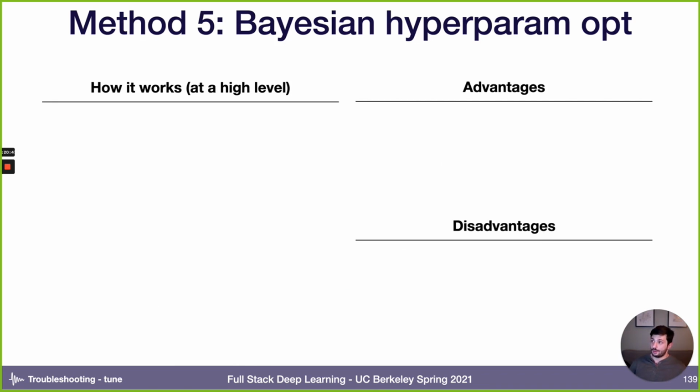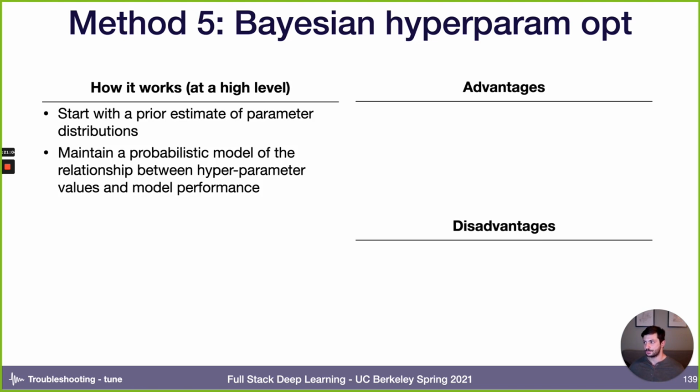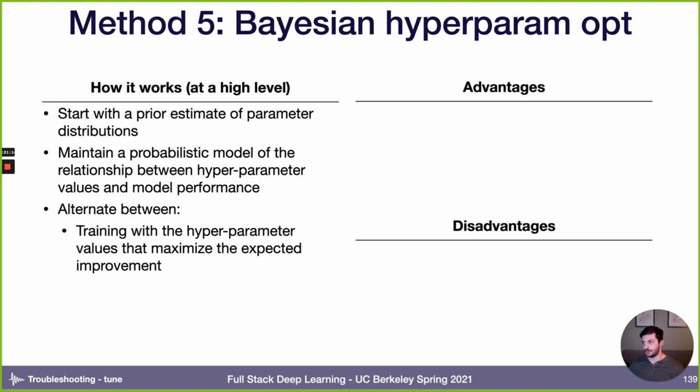The last thing to be aware of is Bayesian hyperparameter optimization methods. There's a lot of conceptual surface area here, so we won't really be able to do this justice. But at a very high level, the way that this works is you start with some prior estimate of the parameter distributions, and you maintain a probabilistic model of the relationship between the hyperparameter values and model performance. Then you alternate between training models with hyperparameter values that are aimed at maximizing some expected improvement given this probabilistic model, and then using the results of your training run to update your probabilistic model. So at a very high level, that's the way that a lot of these algorithms work.